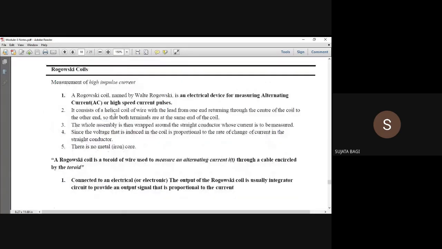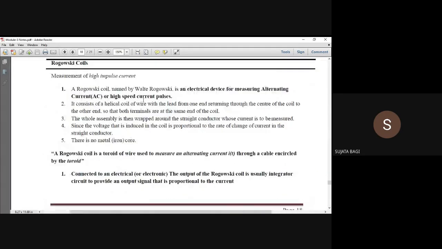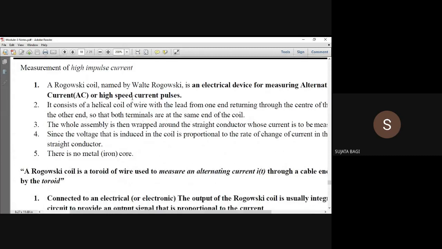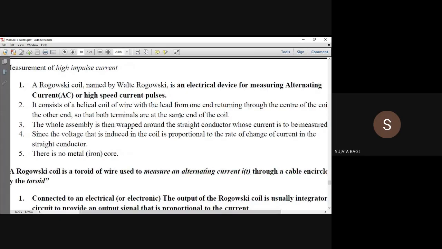This is the Rogowski coil. It is named after Walter Rogowski and is an electrical device for measuring alternating current, or high-speed current pulses. It consists of helical coils of wire, or a toroidal shape of wire, with the lead from one end returning through the center of the coil to the other end, so both terminals are at the same end of the coil. The whole assembly is wrapped around the straight conductor whose current is to be measured.